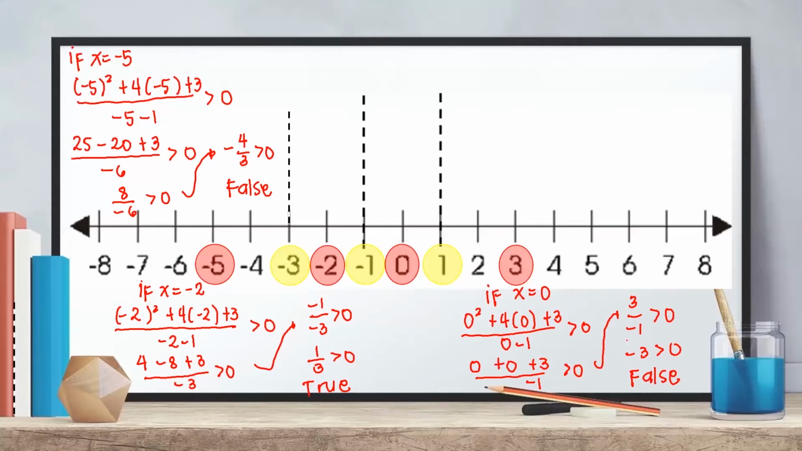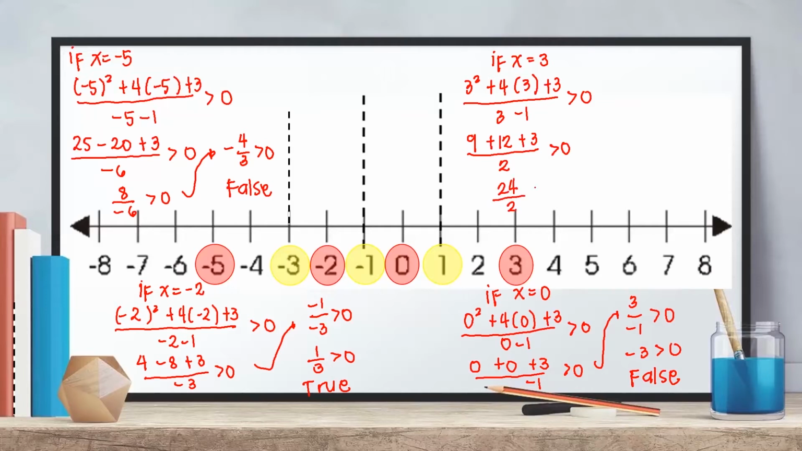Finally, for our fourth testing point, if x is equal to 3, then our rational inequality will become 3 squared plus 4 times 3 plus 3, all over 3 minus 1 is greater than 0. 3 squared is 9. 4 times 3 is 12, plus 3, all over 2 is greater than 0. 9 plus 12 is 21, plus 3 is 24. 24 over 2 is greater than 0. 24 divided by 2 is 12, greater than 0. And note that this statement is true.